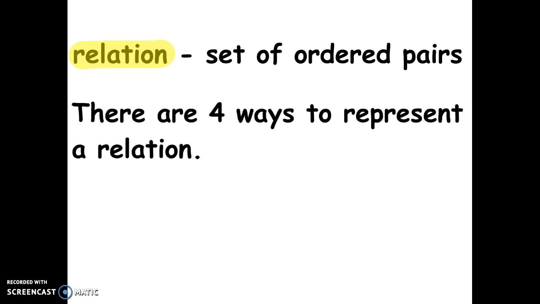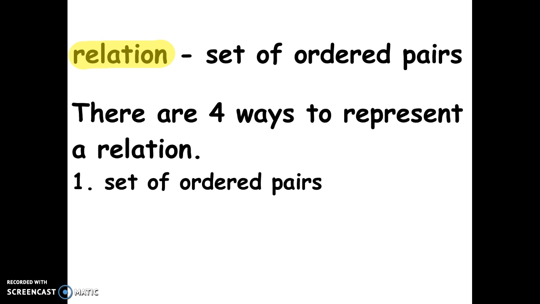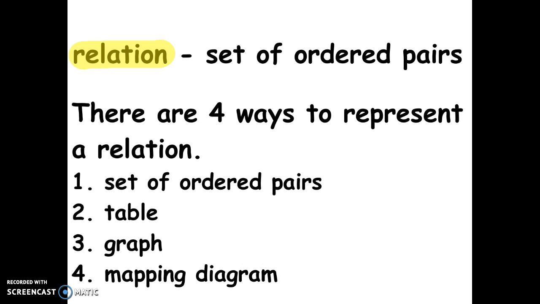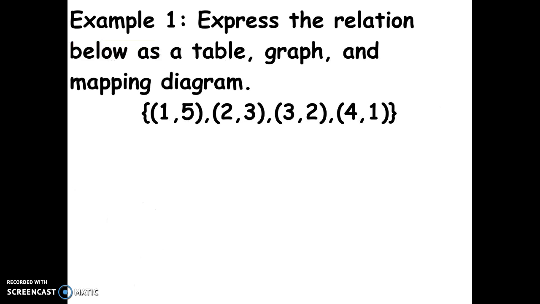Relations. A relation is a set of ordered pairs. There are 4 ways to represent a relation: as a set of ordered pairs, a table, graph, or as a mapping diagram. Example 1. Express the relation below as a table, graph, and mapping diagram.